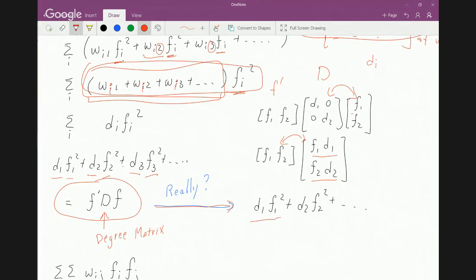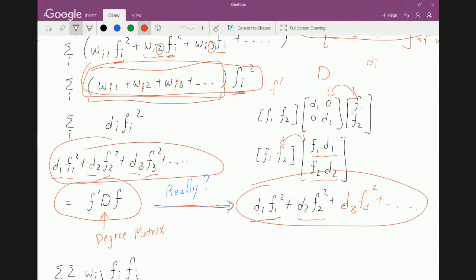D1, F1, D2, F2, D3, F3, and so on. Now, it's pretty easy to see that they are identical. You might want to pause the video and stare at them for a couple of seconds to see that they are indeed identical. And therefore, this right here is really the algebraic form, whereas this is the identical thing in the matrix form, matrix and vector, where F is a vector, D is a matrix, and F is another vector.